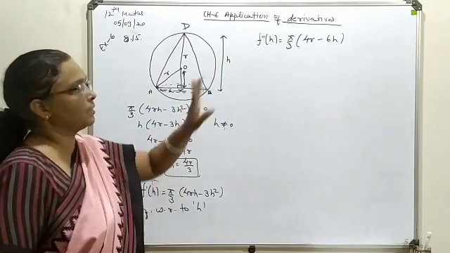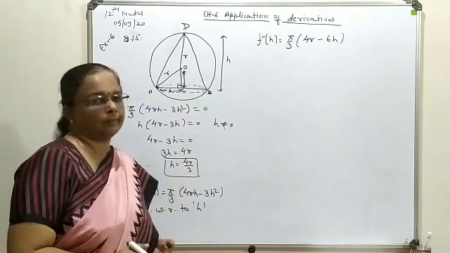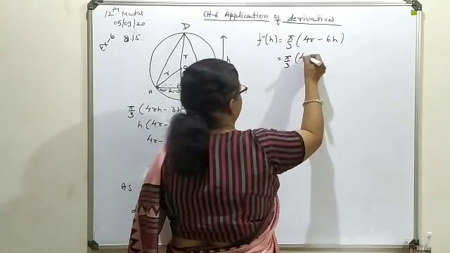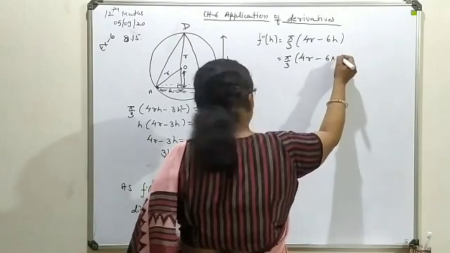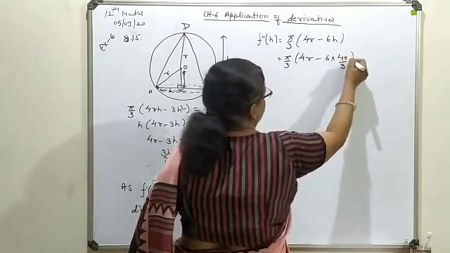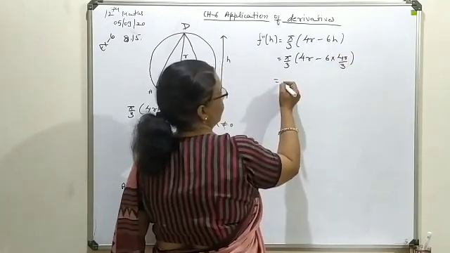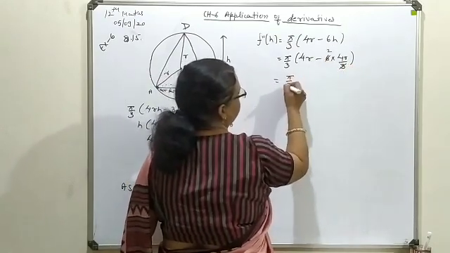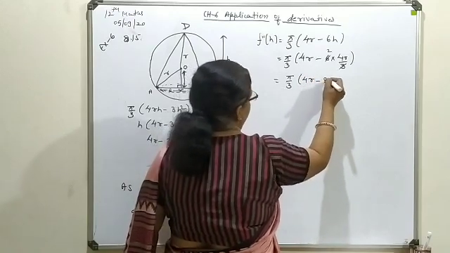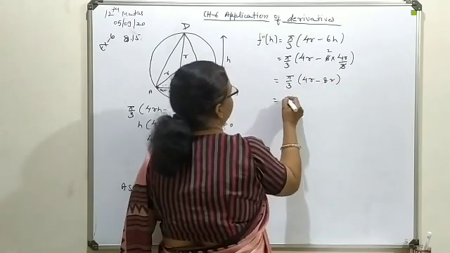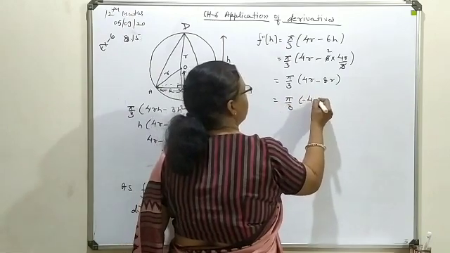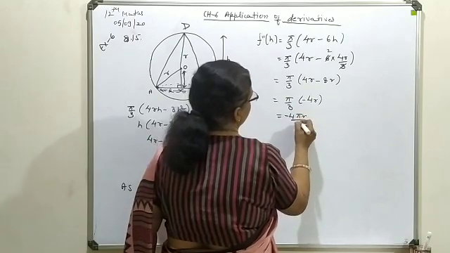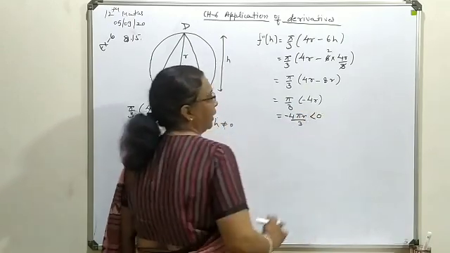H is 4R upon 3, that you will substitute here for checking its sign, positive or negative. That will make sure whether the volume is maximum or minimum. Minus 6H, H it was 4R upon 3. So here go for taking LCM, or even you can cancel it. Pi upon 3 (4R minus 8R). So finally what you have is pi upon 3 into minus 4R, that is minus 4 pi R upon 3. So it is a negative quantity.